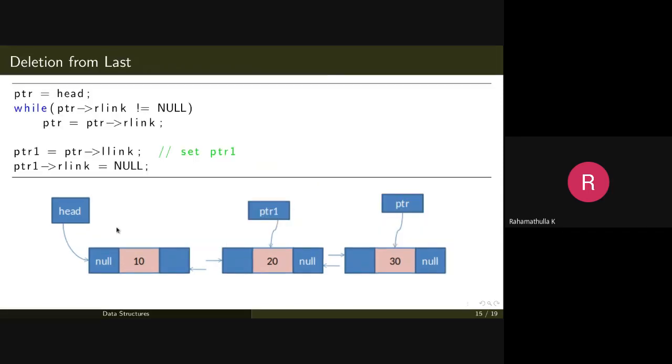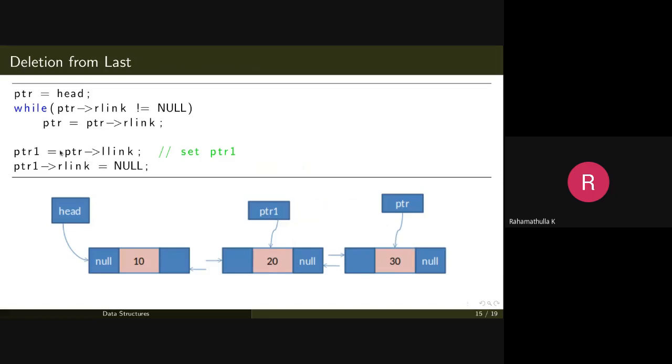The deletion of the last node in the doubly linked list is done very similar to the insertion. That is, we'll have to traverse through the entire list. We will start from head. We'll create a new pointer ptr and we'll traverse through the list until you reach the null pointer. Once you reach the null pointer, we know that this is the node that needs to be deleted.